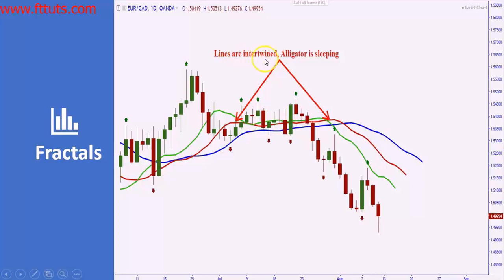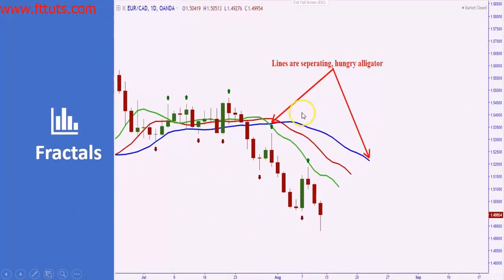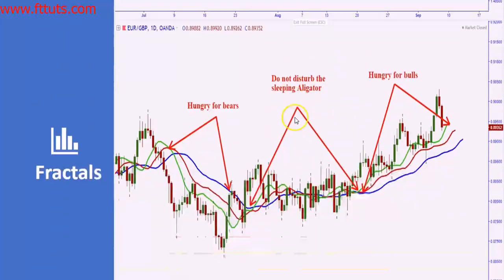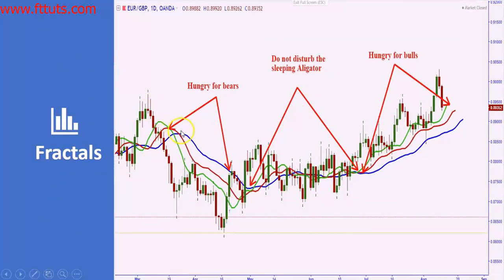So here you see the lines are intertwined. Alligator is sleeping between this point, but he's starting to wake up. The lines separate. The alligator is hungry. That's when you start trading. So all these areas here, the hungry for bears, do not disturb, hungry for bulls.